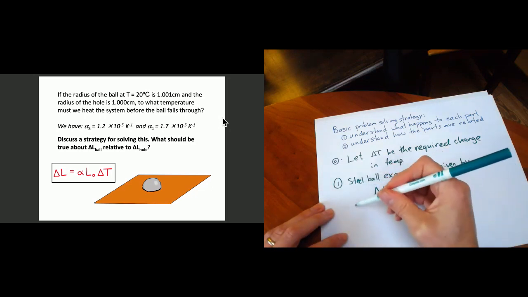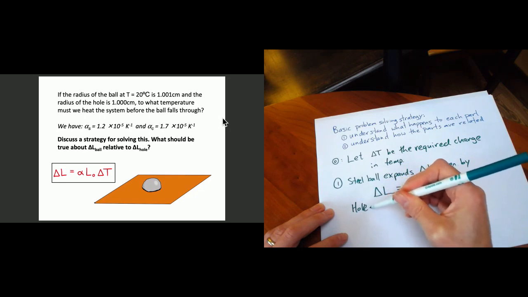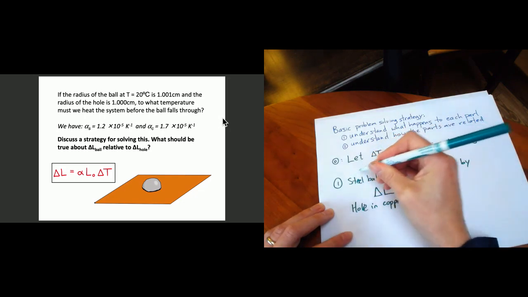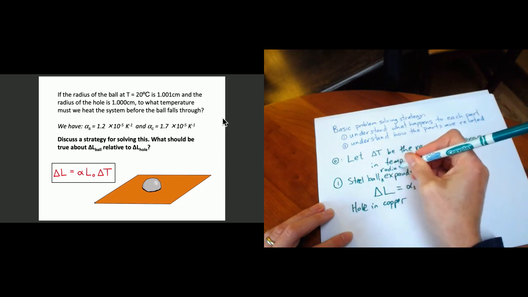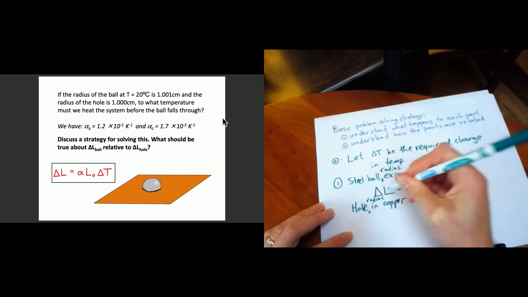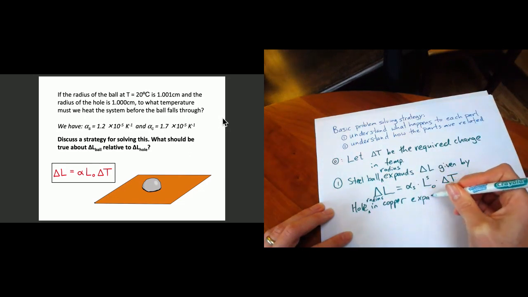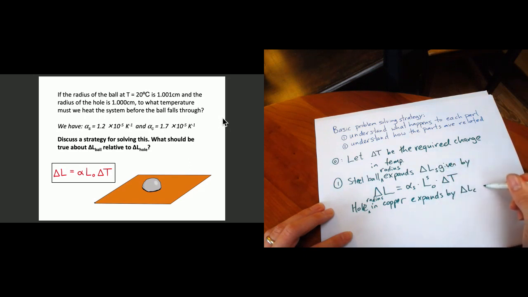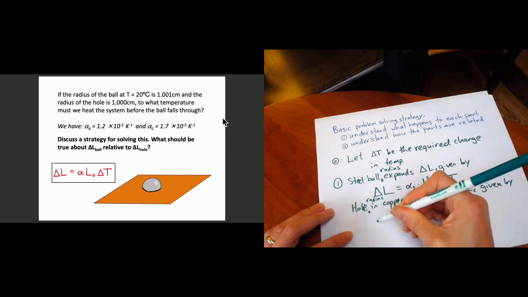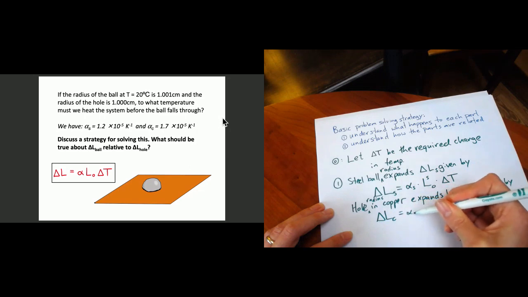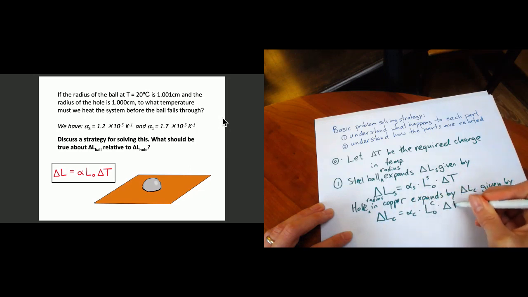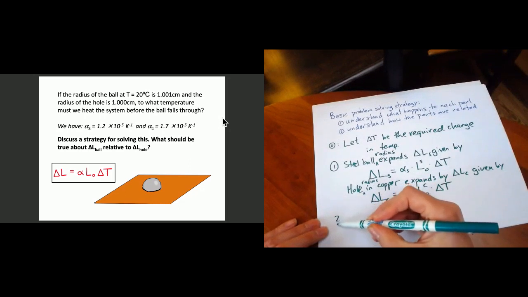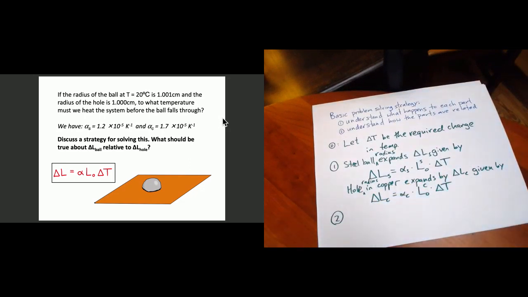And similarly, we could say that the hole in the copper, I should actually say this is the radius, and the hole radius in the copper expands by, so that was delta L steel, delta L copper, and that's given by delta L copper equals alpha copper times L0 copper times delta T. Same delta T for both. So now we've understood what happens to the individual parts.